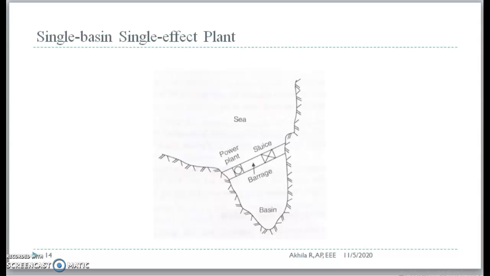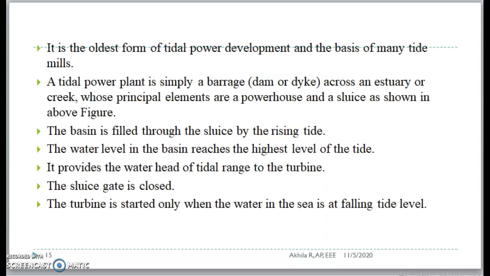As you can see from the diagram, the tidal basin is shown, the sea is shown, you can see the barrage, and on one side you can see the sluice gates, and on the other side you can see the power plant. This is the oldest form of tidal power development and the basis of new tidal mills. A tidal power plant is simply a barrage across an estuary or creek whose principal elements are a powerhouse and a sluice. Estuary means the near-shore area.